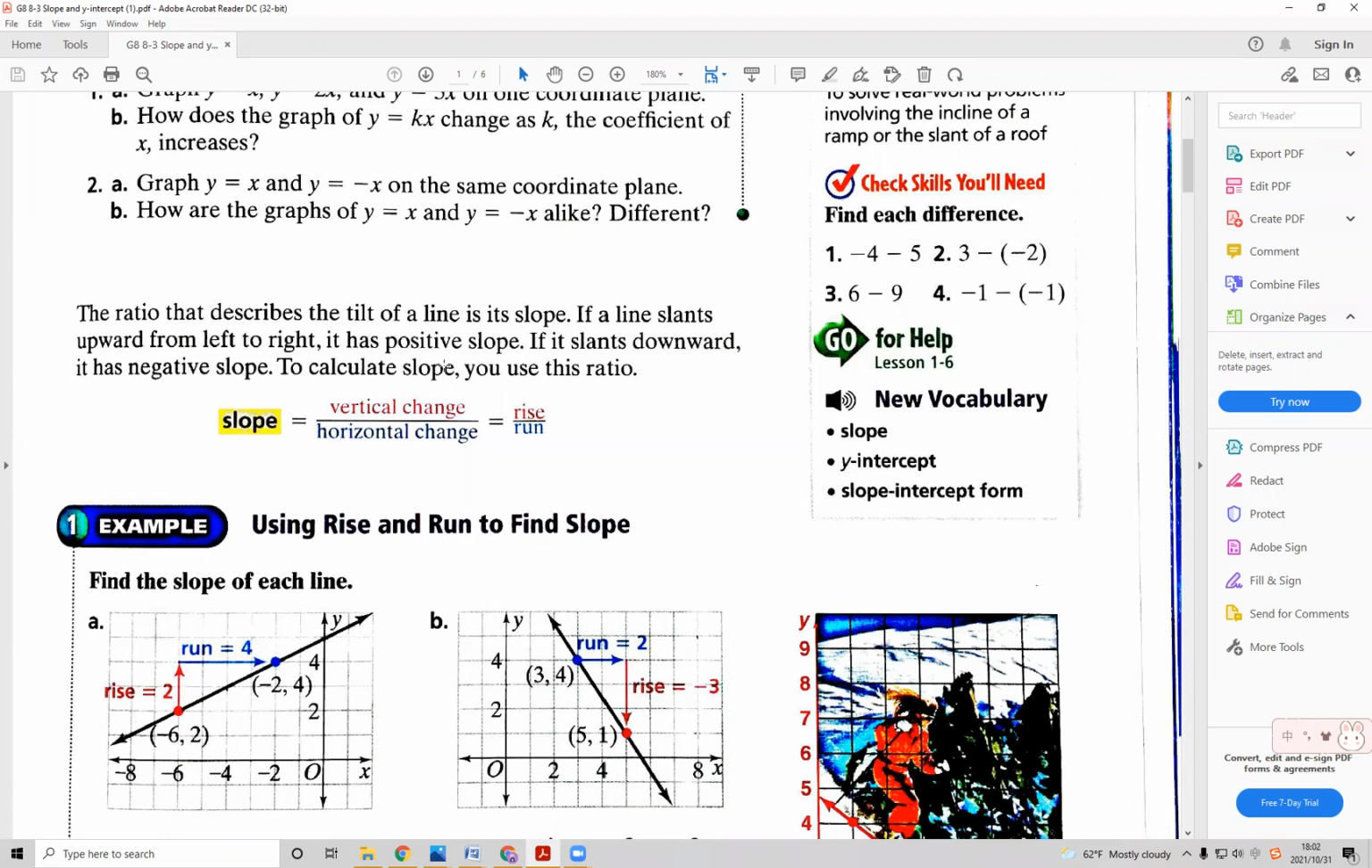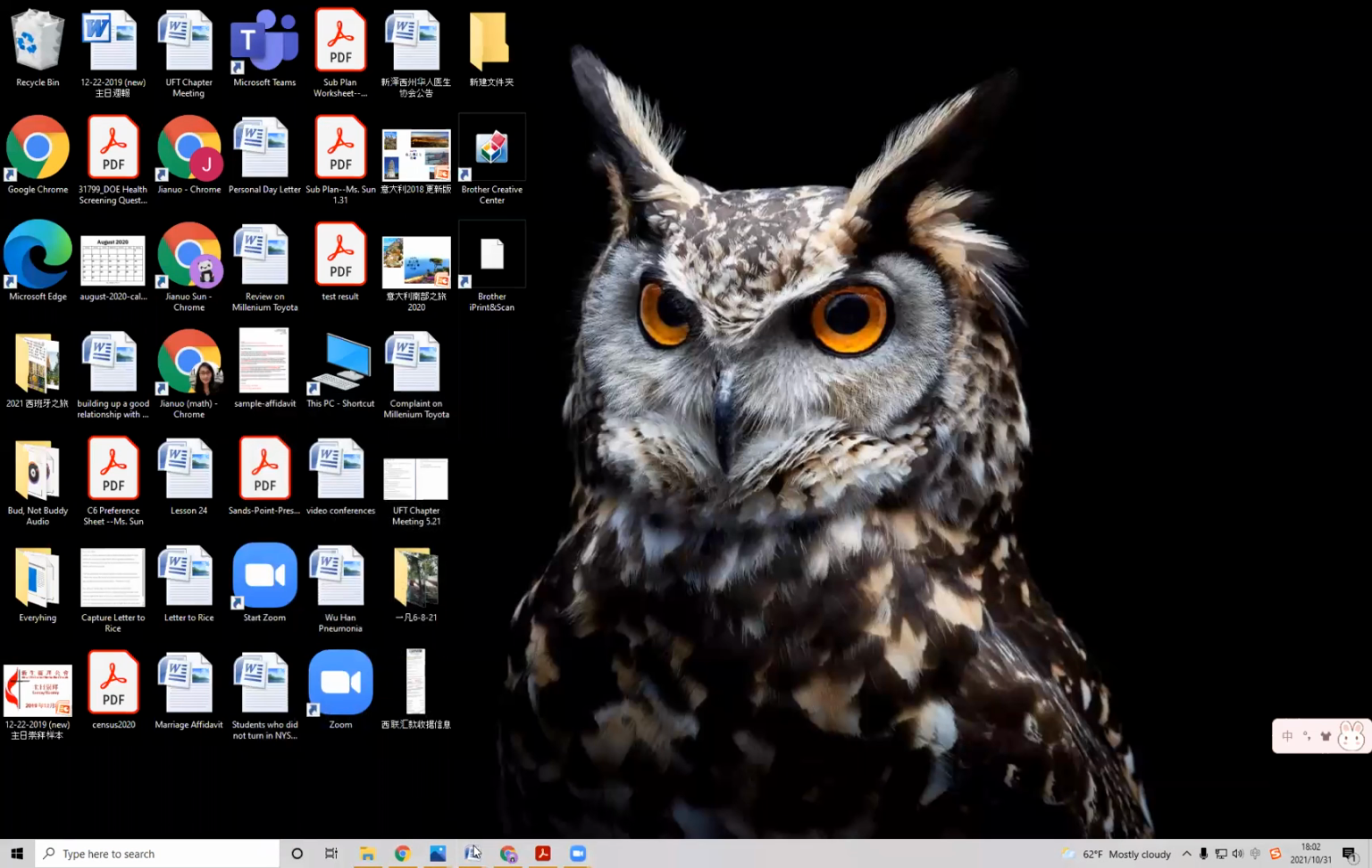To calculate slope, you use this ratio. They offer us a formula over here, which is the ratio. It says slope equals vertical change over horizontal change. In other words, rise over run. Rise over run. So let's go back to take a look at the graphs we did.